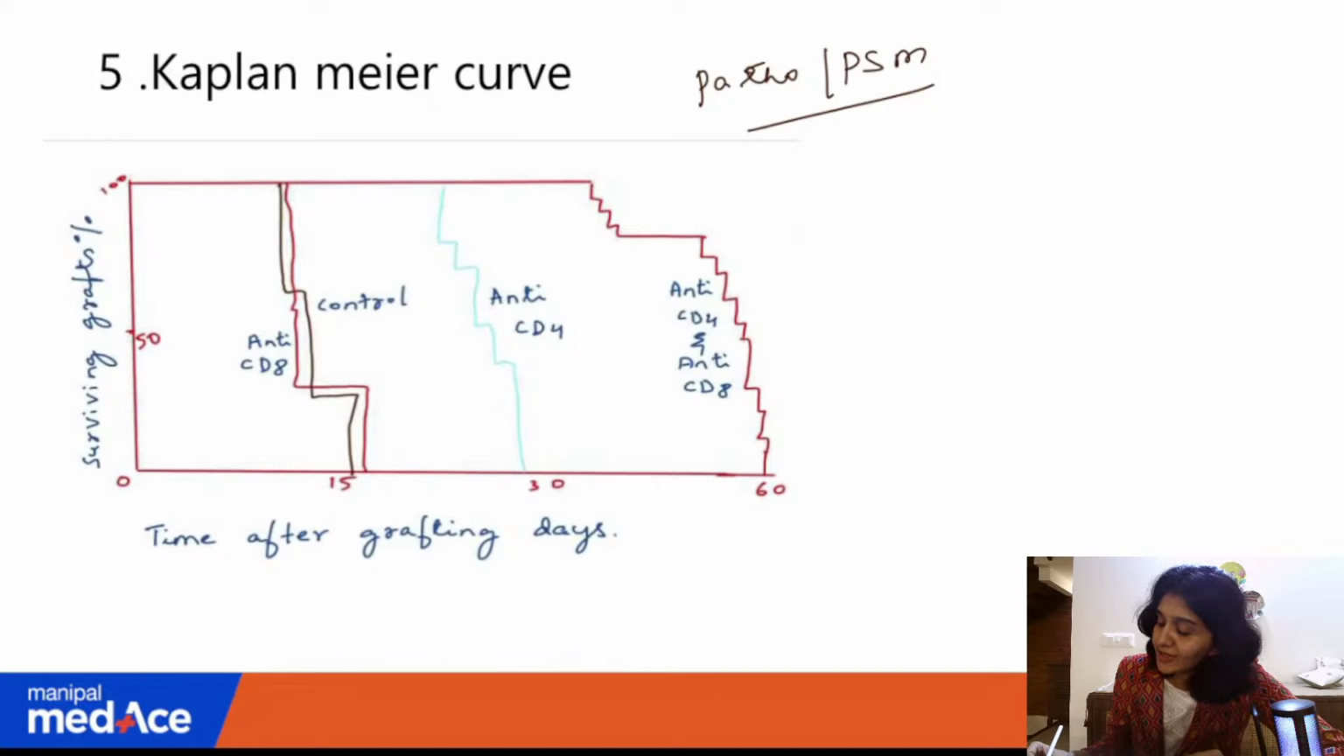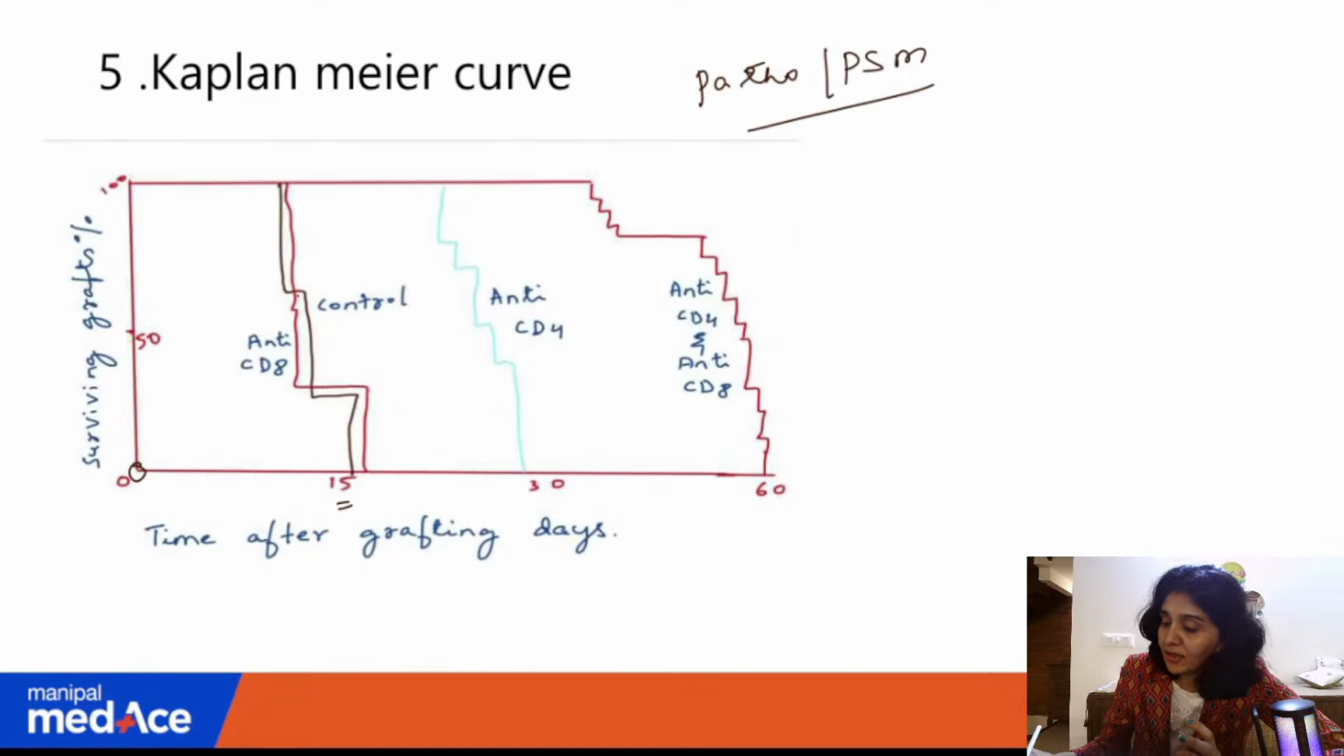In the x-axis, as you can see, there is time after grafting, in days. Always in the x-axis there is time, we all know that. In the y-axis, what do we have? Surviving grafts, percentage of survival. So there is 0 here, there is 100% here, right? So what is this graph saying? Some patients who underwent grafting started follow-up at the 0th day. At the end of 15 days, those who were on anti-CD8 showed events.